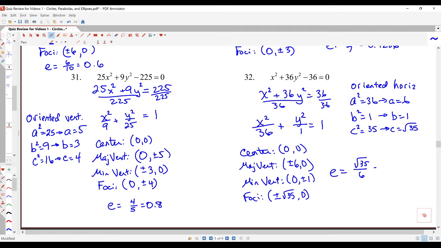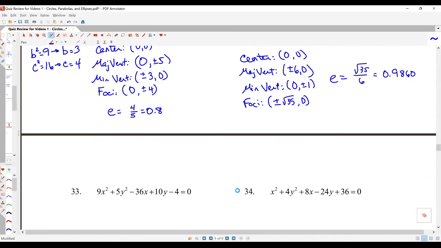Eccentricity is C over A, and that comes out to be 0.9860. Again, very close to 1. So these foci are going to be very close to the major vertex, which is going to give you a very kind of flattened out ellipse.